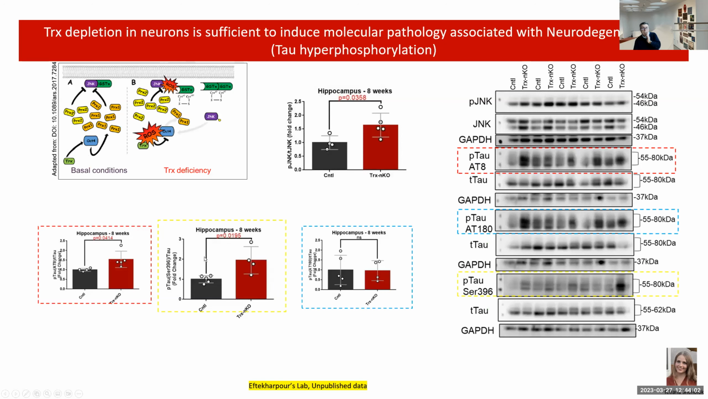So the other markers, other evidence that we have, is that lack of thioredoxin is shown to be related to activation of Jun kinase and specific phosphorylation of tau at specific residues. Here we are showing that we have two of the markers, using AT8 and also serine 396. We see significant upregulation of tau hyperphosphorylation.